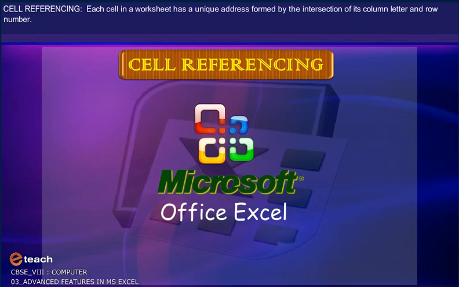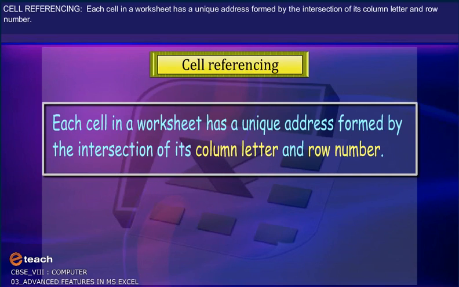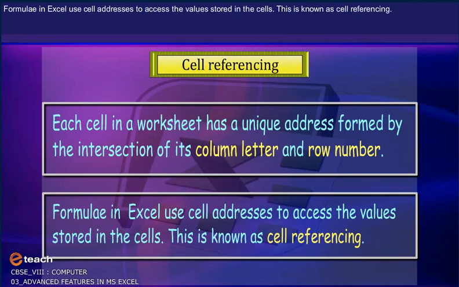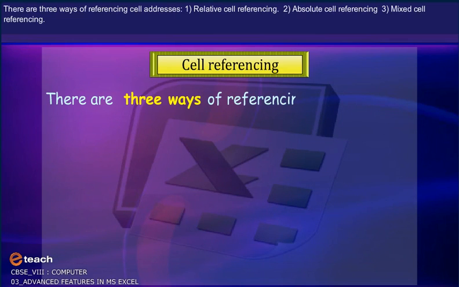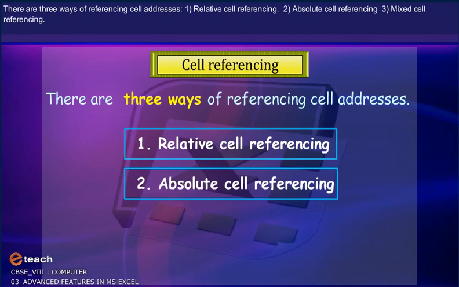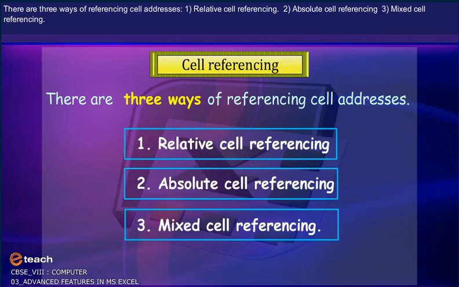Cell referencing. Each cell in a worksheet has a unique address formed by the intersection of its column letter and row number. Formula in Excel use cell addresses to access the values stored in the cell. This is known as cell referencing. There are three ways of referencing cell addresses: 1. Relative cell referencing, 2. Absolute cell referencing, and 3. Mixed cell referencing.